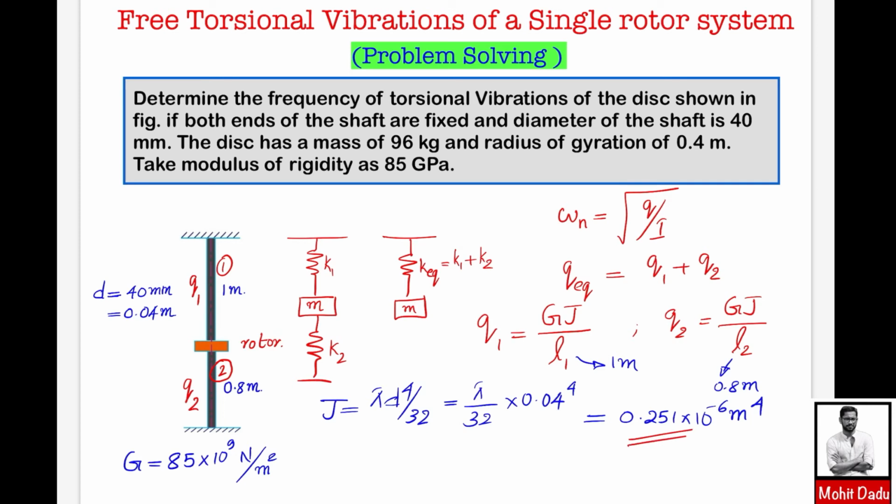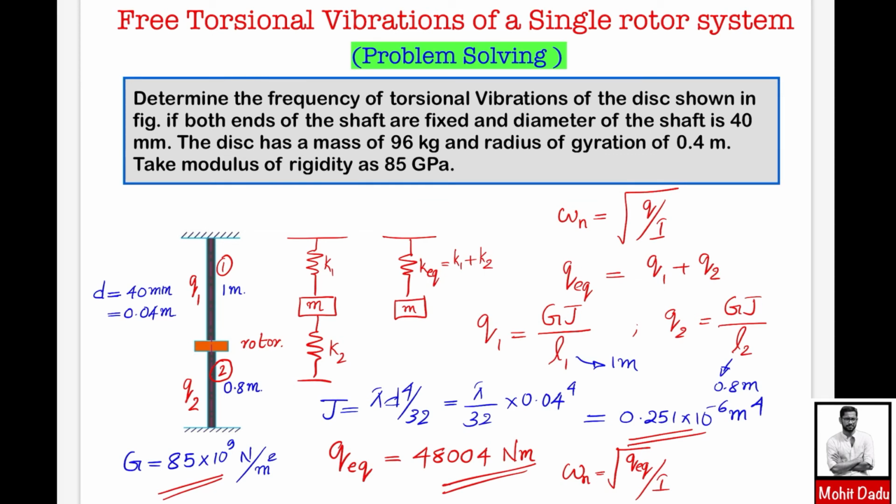So J you have evaluated and G value you have. Now you can evaluate q1 and q2, and after finding q1 and q2, you can add them to find the equivalent torsional stiffness. Then q equivalent you will get as 48,004 Newton meters, and the same can be used for evaluating the asked quantity, that is the natural frequency. So omega n equals square root of q equivalent divided by the mass moment of inertia.